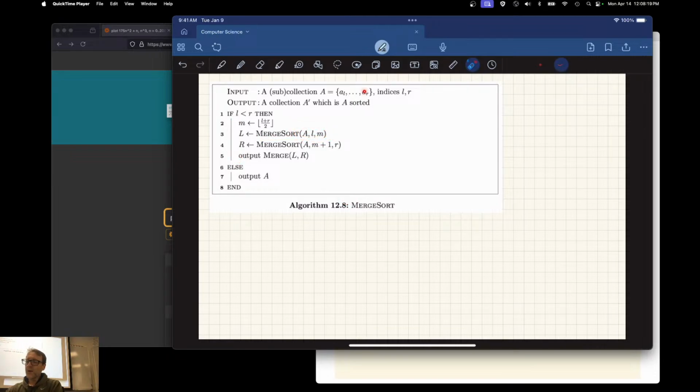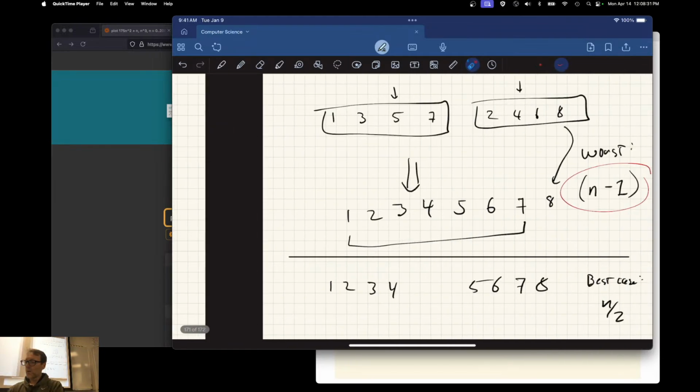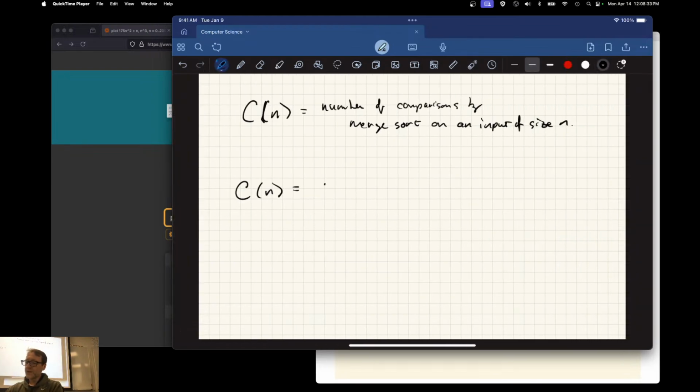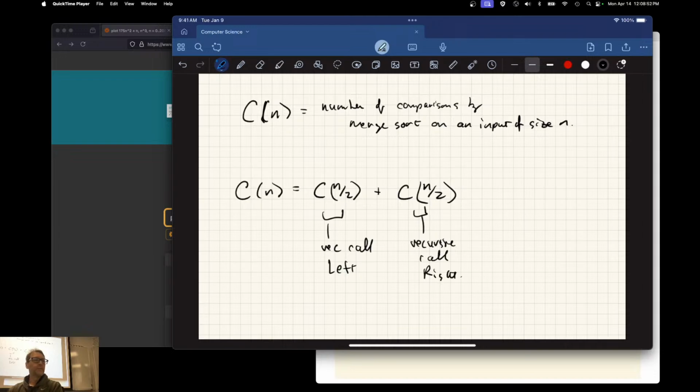If we received an array of size n, then how big is it going to be when we call this subroutine over here? N divided by 2. Likewise, this one, the right one, is going to be n divided by 2. Right? So, C sub n is equal to C of n divided by 2 plus C of n divided by 2. This is going to be the recursive call on the left partition. This is going to be the recursive call on the right partition. Right?